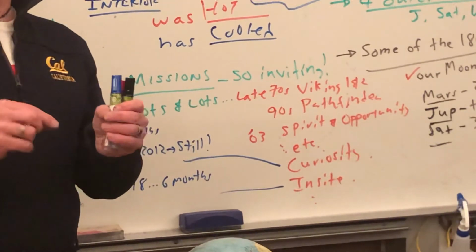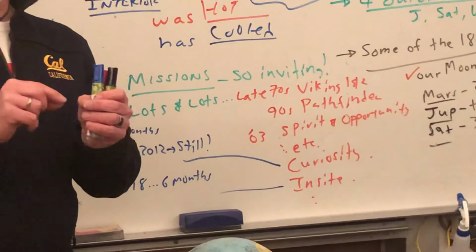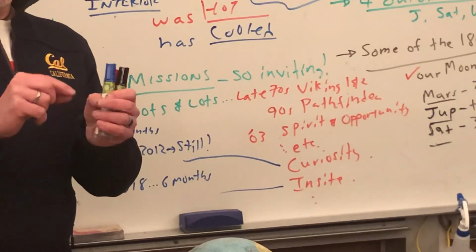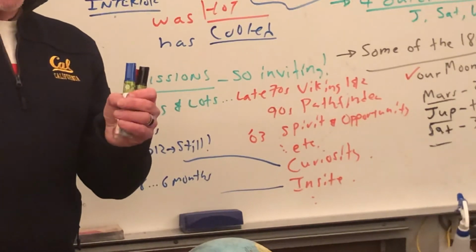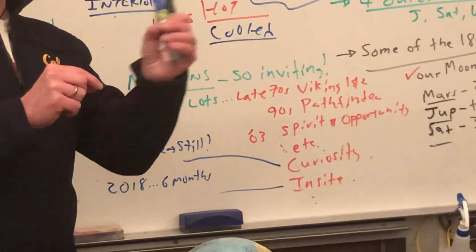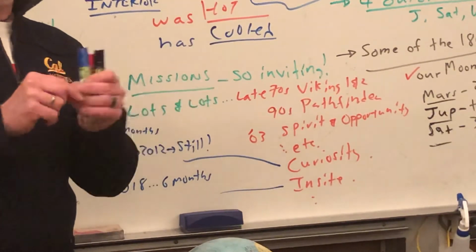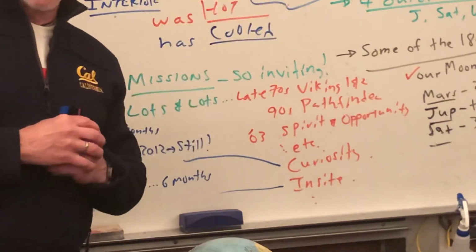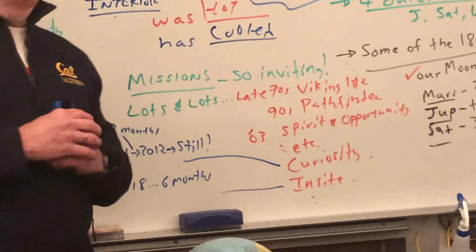The Sun is 400 times farther than the Moon. 400 times farther, that's 1 AU. Mars at its closest is half an AU. Half of 400, so 200 times farther than the Moon.